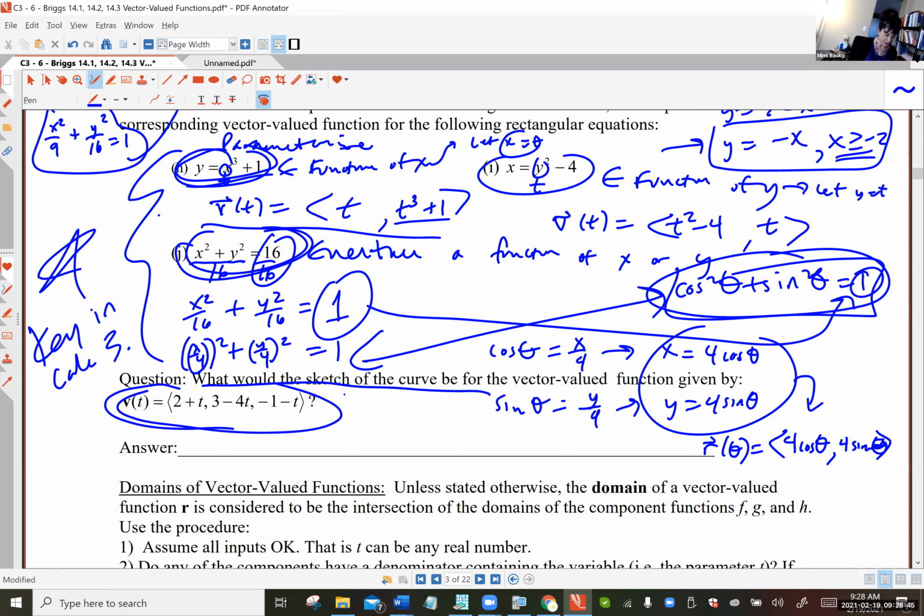I claim you studied this in 13.5 already. I'll give you a hint. The x looks like 2 plus t, right? And the y is 3 minus 4t. And the z is negative 1 minus t. Does that set of parametric equations remind you of anything?